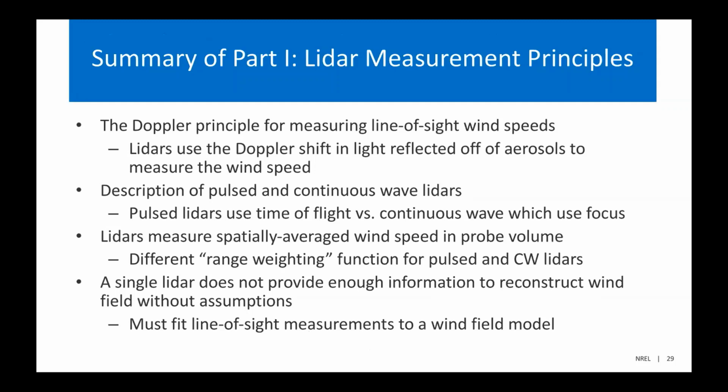Then we talked about the differences between the types of Doppler LiDAR technology, pulsed and continuous wave, and really the difference comes down to how they capture a volume in the atmosphere: pulsed using time of flight and continuous wave using focus. And related to that, we looked at how LiDARs measure the spatially averaged wind speed within the probe volume, and talked about how the range weighting functions for the pulsed and CW LiDARs are different.